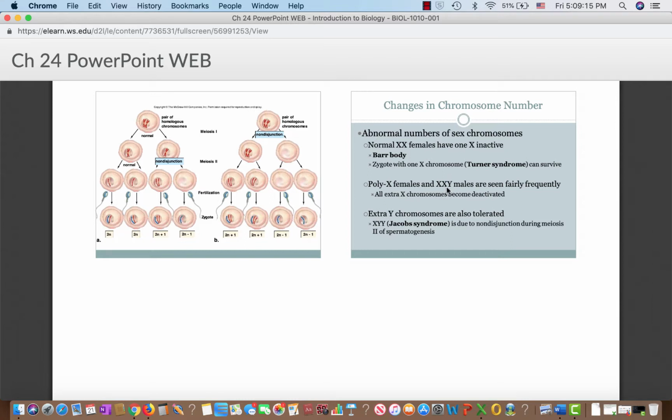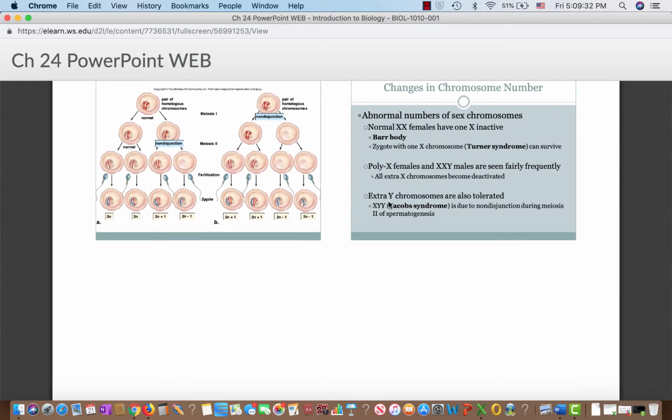And you can have multiple X chromosomes, but a single Y will always make you male no matter how many X chromosomes you have, because the extra X's are inactivated, so functionally each cell has an X and a Y, which is male. Extra Y chromosomes are also tolerated. This XYY Jacob syndrome, you just end up with a non-disjunction and it gives you an extra Y chromosome.